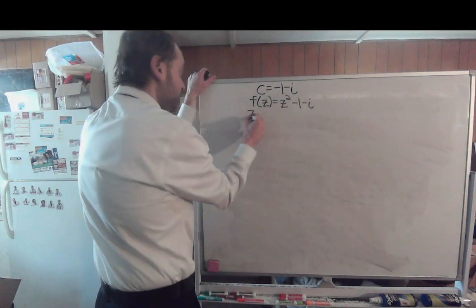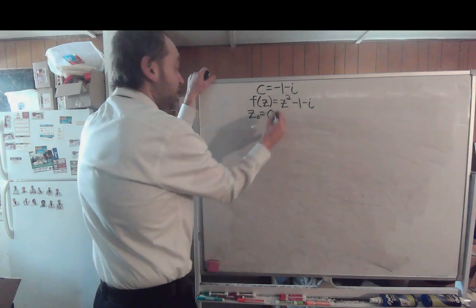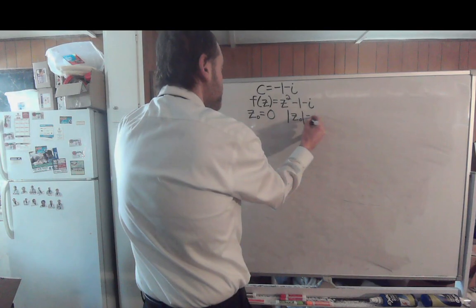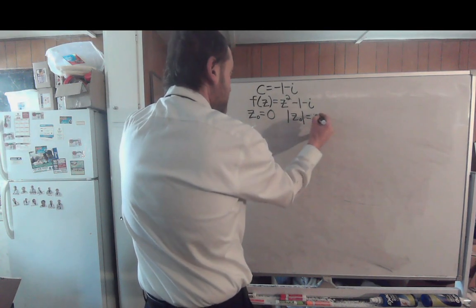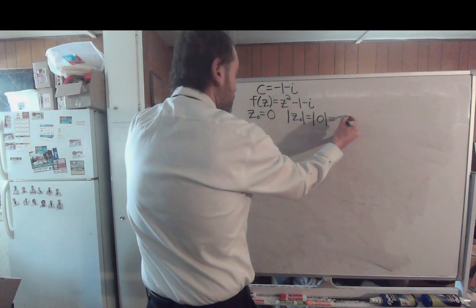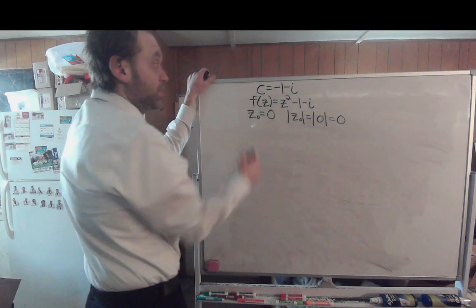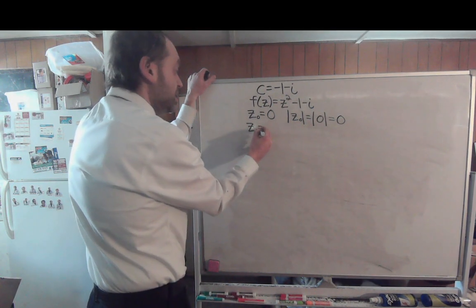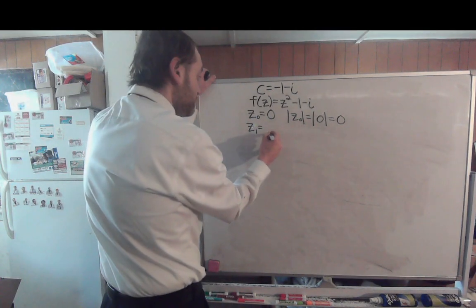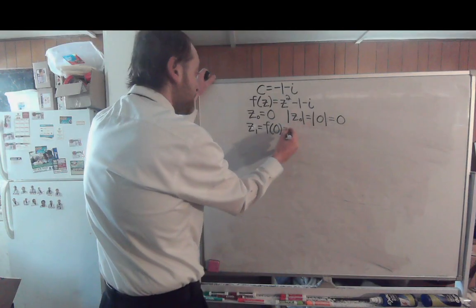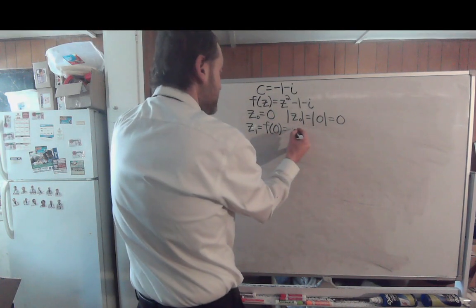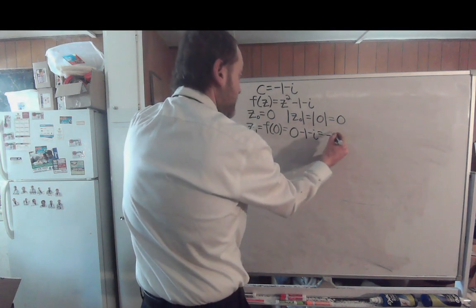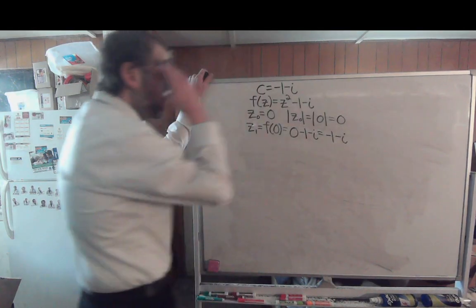Well, z sub 0 is always going to be 0 by default. The absolute value of z sub 0 is simply going to end up being the absolute value of 0, which of course is 0. Now your z sub 1 is simply going to be your f of z sub 0, which would be f of 0 in this case, which would end up being 0 minus 1 minus i, which would end up giving you negative 1 minus i for the value of z sub 1.